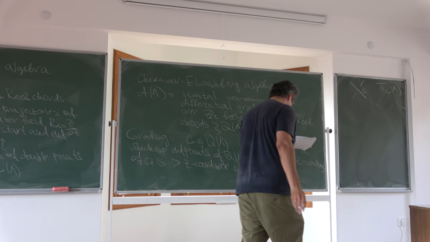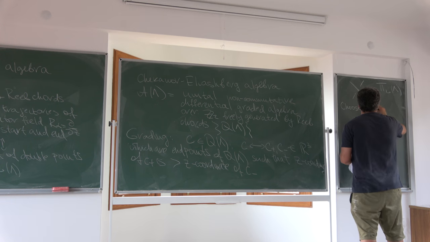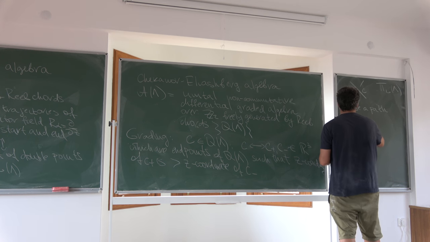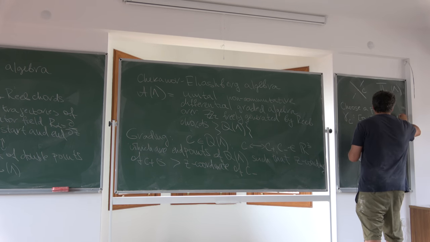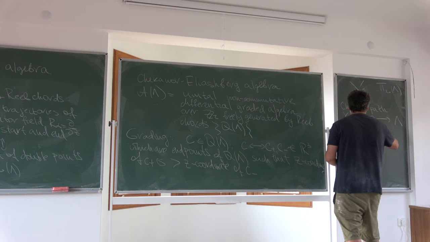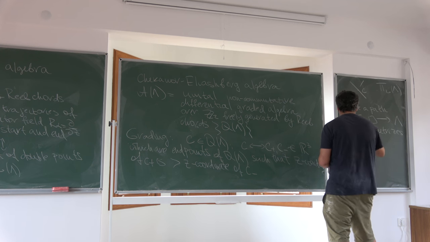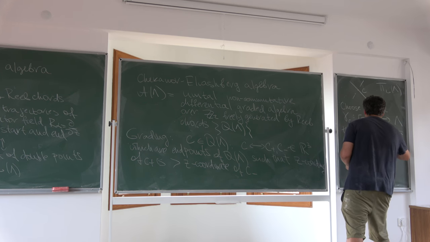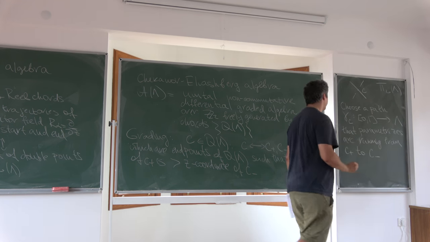Then what do we do? We choose a path that we denote by gamma c, a path on our lambda that parameterizes an arc running from c plus to c minus.